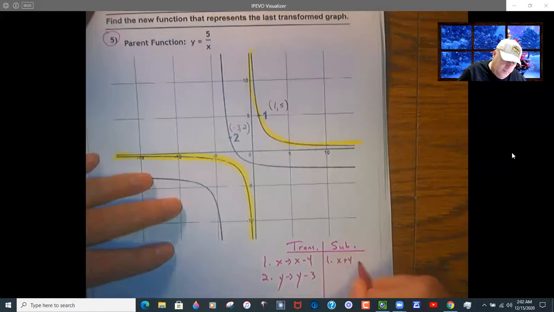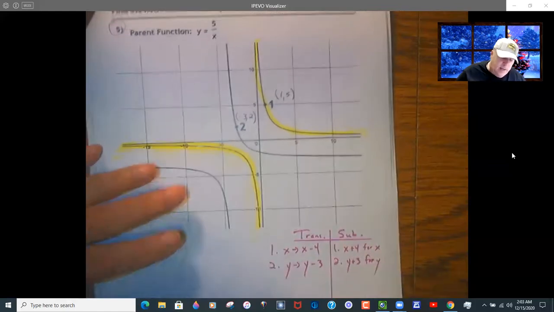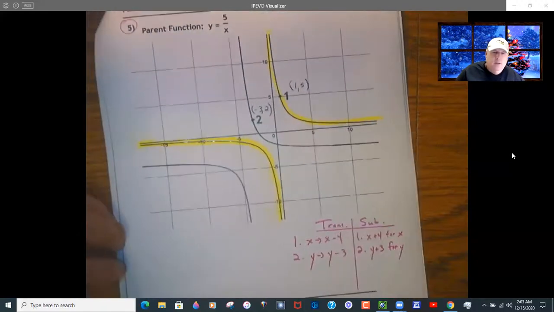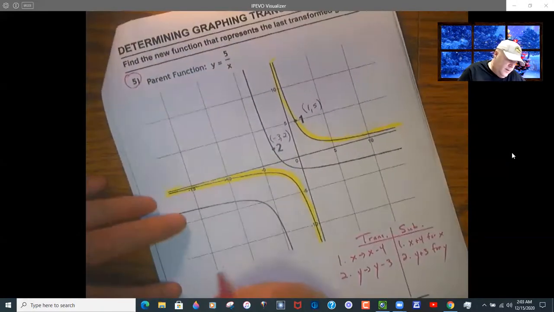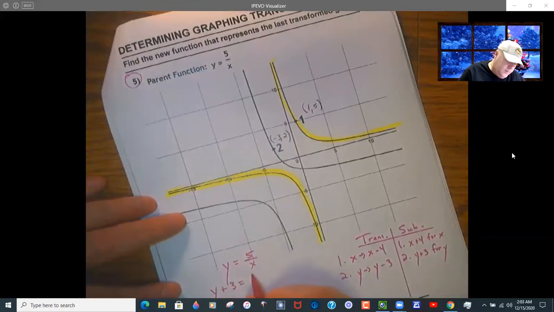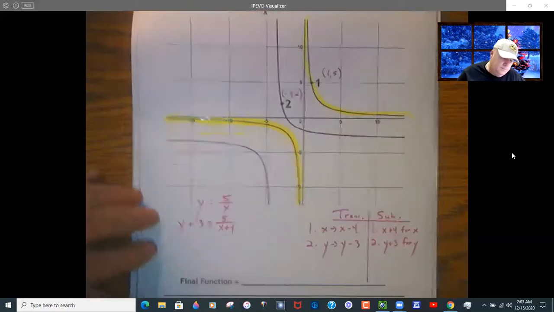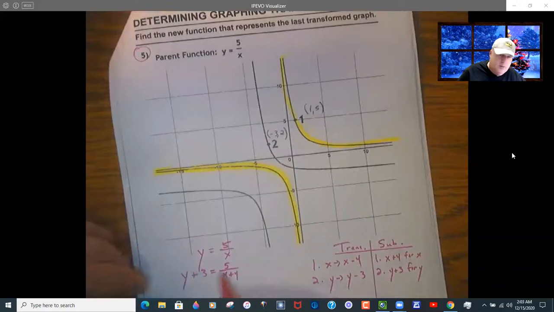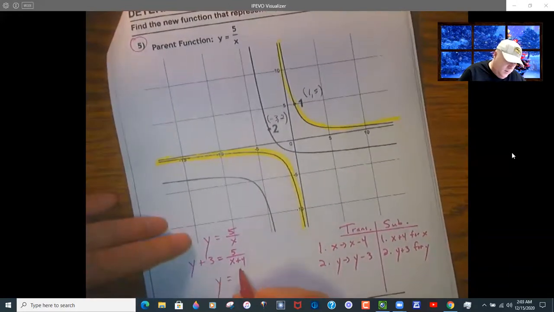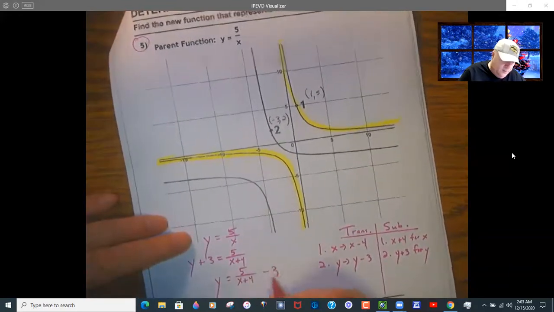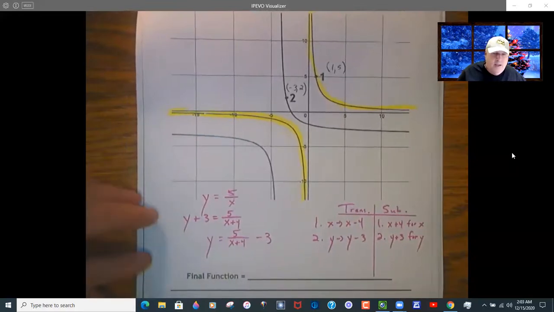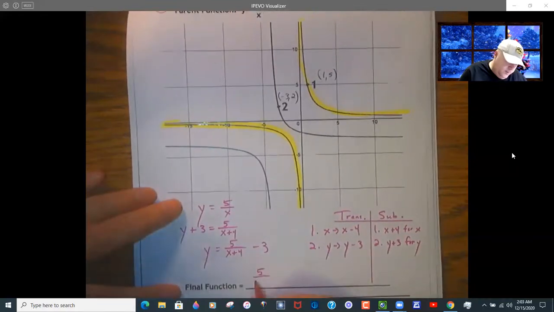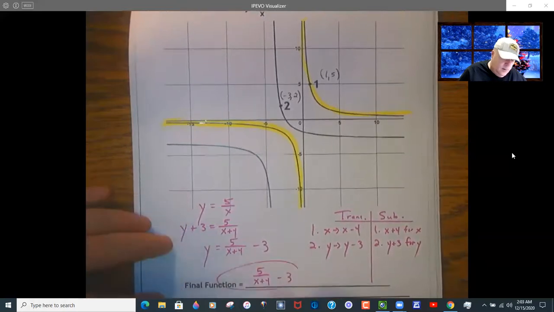So x plus 4 for x, y plus 3 for y. And that's it. So again, you can do these at the same time. So the y plus 3 can go in, and then the x plus 4 can go in. Subtract 3, and that's it. So there's no simplifying on the x side. Remember, when you substitute in for x, you've got to try to simplify. When you substitute in for y, you have to solve for y. Those are the rules with this. And there it is.